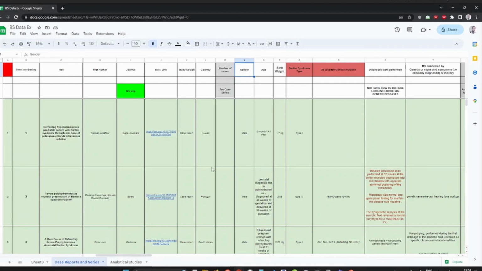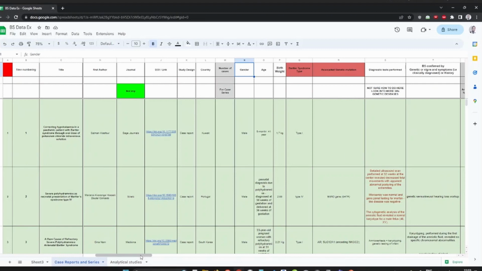My research question was that I was trying to summarize data on Bartter syndrome patients, and my outcome was that I was trying to look at where the patients are coming from, what treatment options were given, what, for example, the birth weight was, what age they were born at, and what the particular gender is.